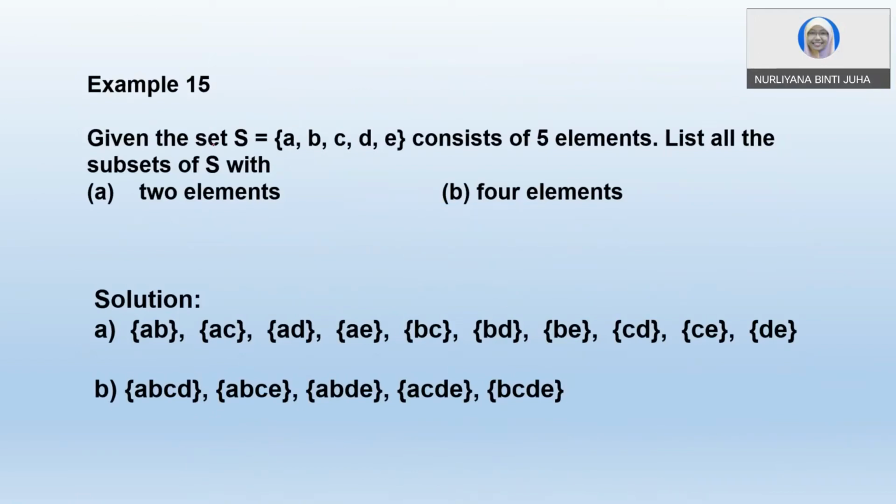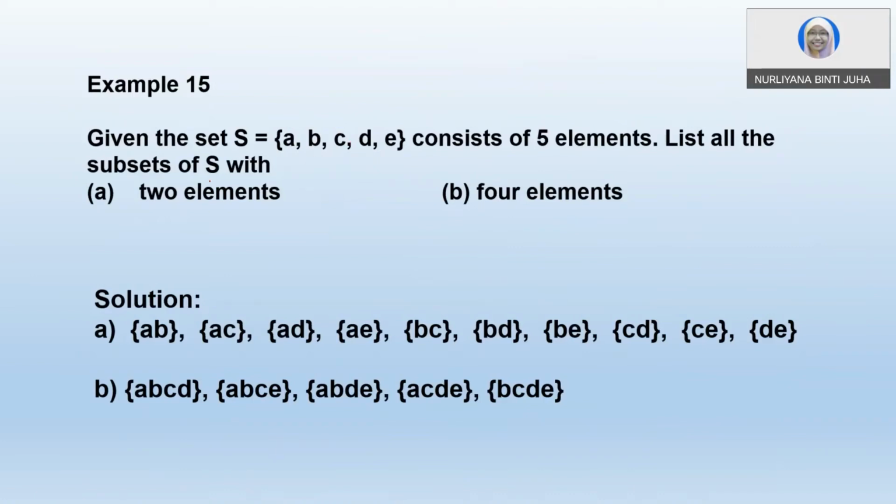Example 15, given the set S, which consists of A, B, C, D, E, consists of 5 elements. List all the subsets of S. Subsets means you can create small subsets inside the bracket with 2 elements. 2 elements means you pick any 2 from here. And if you need 4 elements, meaning you pick or you choose any 4 from 5.